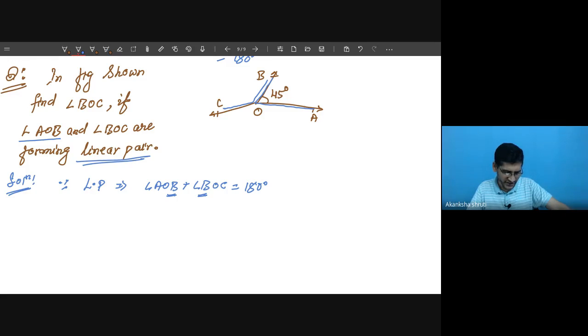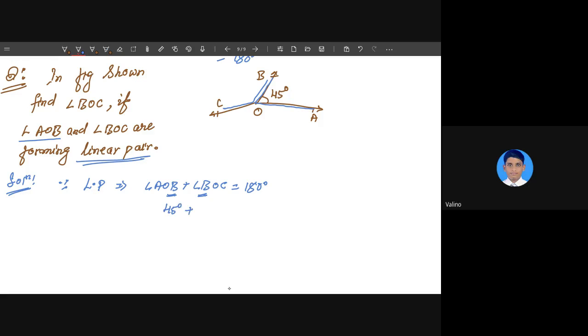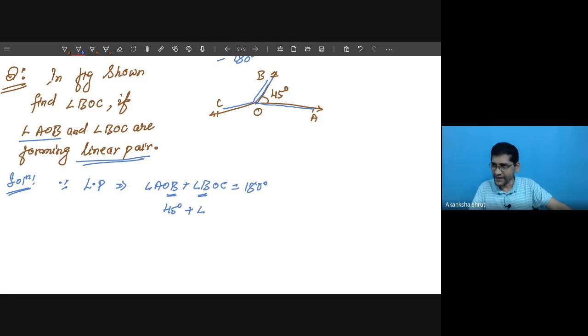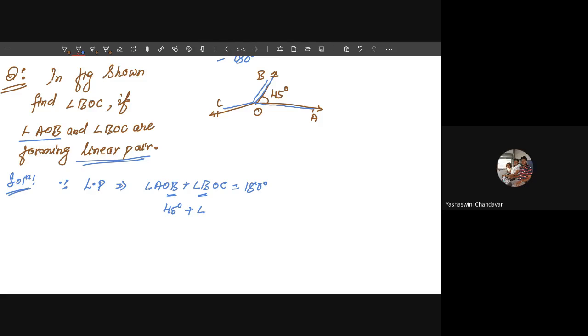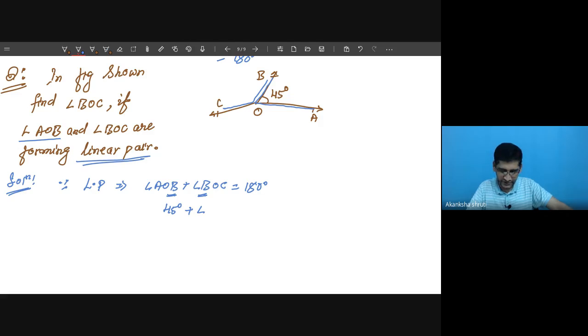So this angle is given to us in the figure, angle AOB, it is 45 degree. Everyone is listening. Okay, I'm getting that you know. So let me just calculate and quickly write it.